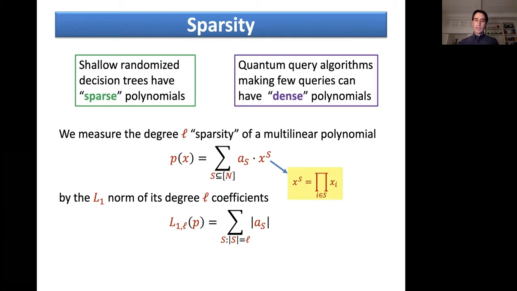Standard facts about the Fourier spectrum of Boolean functions or bounded functions tell us that the sum of squares of these coefficients is at most 1. The sum of absolute values can be rather large, and it's largest when the coefficients are rather similar and spread around over all possible coefficients of degree L. If, on the other hand, they are concentrated on a few coefficients, then we get that the sum of absolute values is rather small. That's why we say that this captures sparsity, but note that this is not the traditional sense of sparsity.